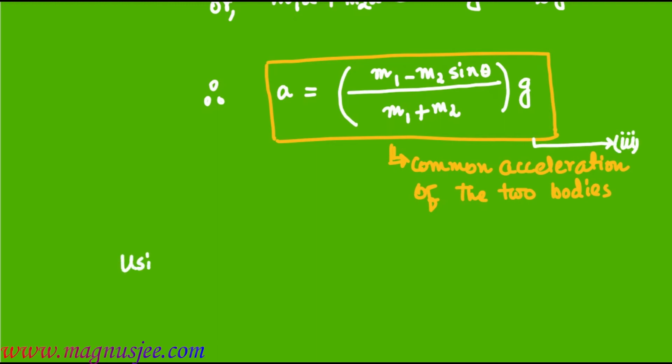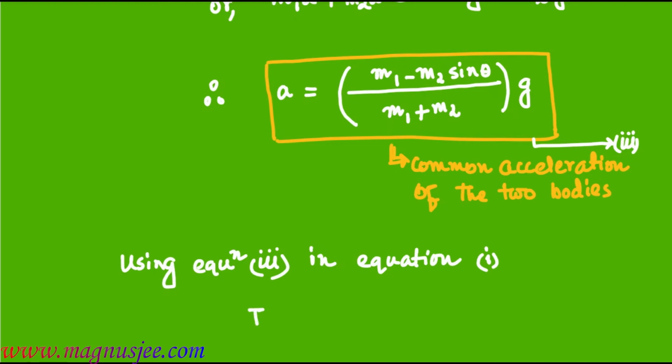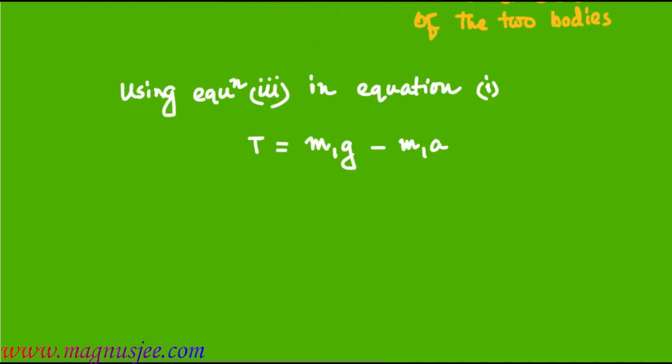Now using equation 3 in equation 1 actually, not 2, we get the expression of tension T. Equation 1 was T equal m1g minus m1a, equal m1 is taken common under bracket g minus a.